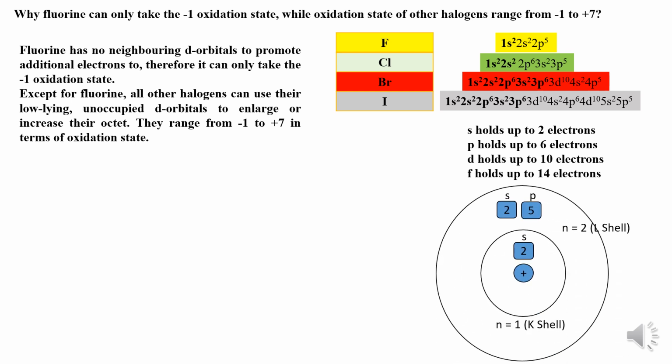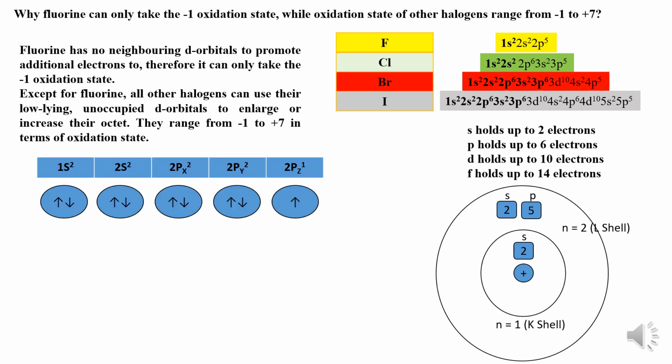So here's the shell diagram of fluorine atom where you find 2 electrons in the first shell and a total of 7 electrons in the second shell. So first energy level, you find 2 electrons in the s orbital. In the second energy level, that is the L shell, you find a total of 7 electrons, 2 electrons in the s orbital and 5 electrons in the p orbital. So here's the electronic distribution: 1s2, 2s2, 2px2, 2py2 and 2pz1. Now the 2pz orbital is half filled.